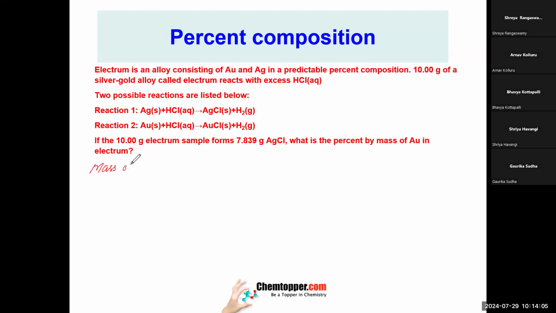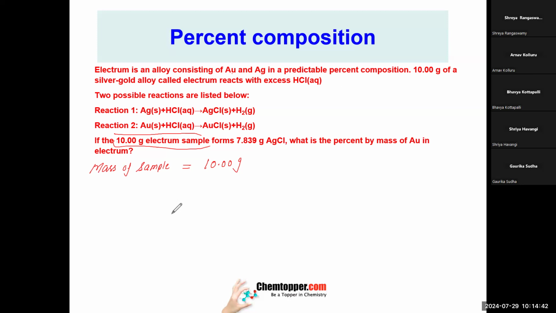Mass of sample. And the question is given. Very good, Shreya R. Shreya H. Very good. This sample has two elements, gold and silver. It's an alloy of silver and gold. They are asking you to work out the mass percent of gold in the sample. What else is given to us here?